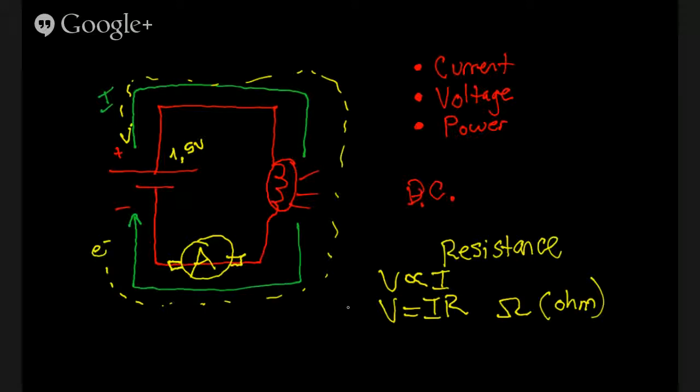We can, using this equation here, know, based on our voltage and how much current is flowing, the resistance of this lamp, and we can find out how much power it's using. But first, let's talk about current more.